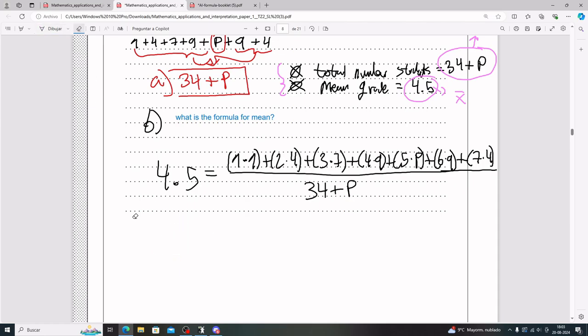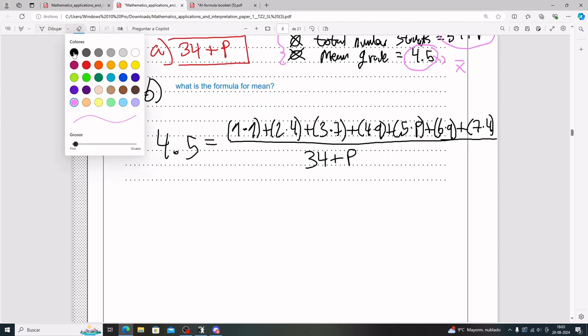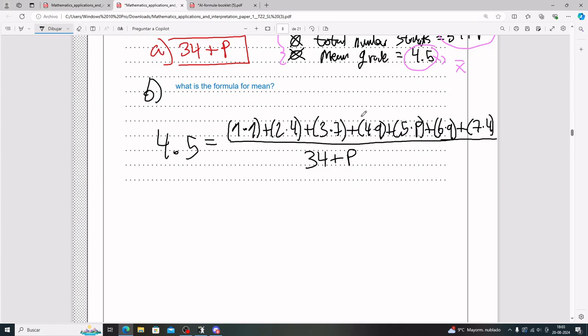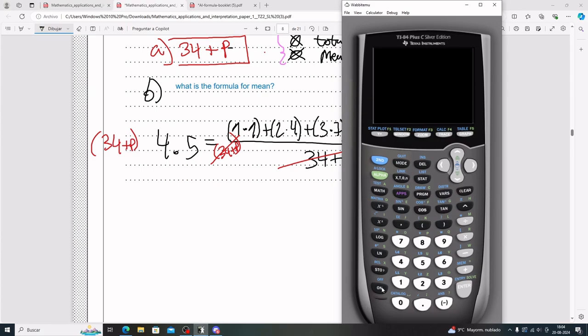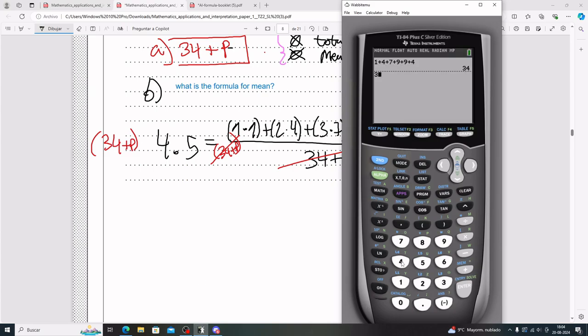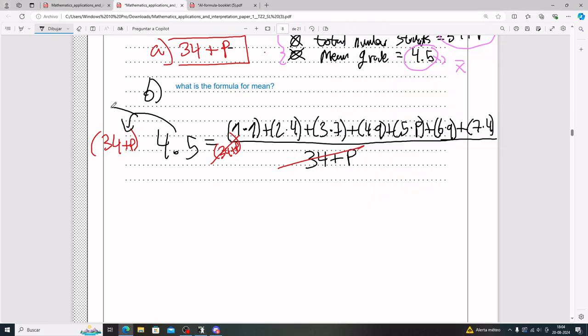Okay? The first thing I would suggest that you do is actually getting rid of this denominator. No one likes denominators, so how can you get rid of it? Well, this denominator is technically dividing, so what you can do is multiply both sides by 34 plus P. Because if you multiply both sides by 34 plus p, this goes away with this, and you end up with, well, obviously you need to do 34 times 4.5, because we are distributing like this, right? So I end up with 153 plus 4.5p.